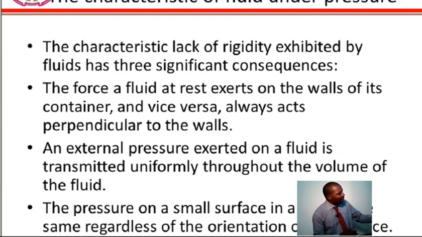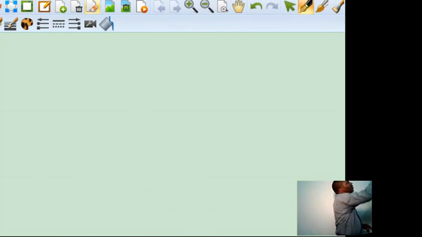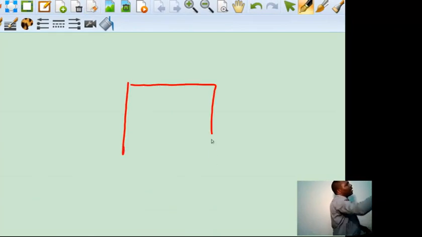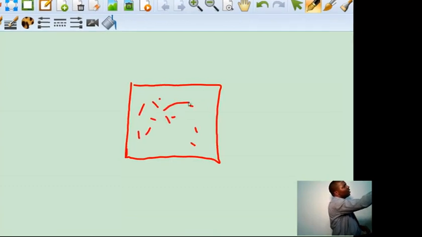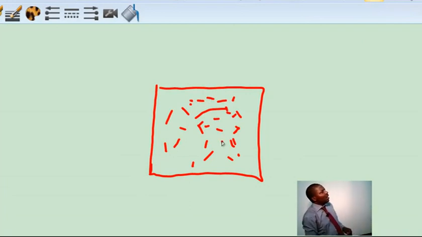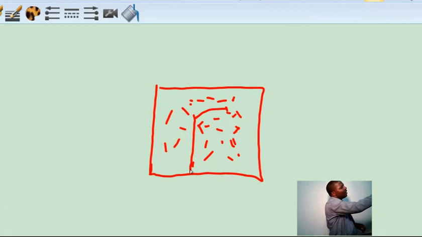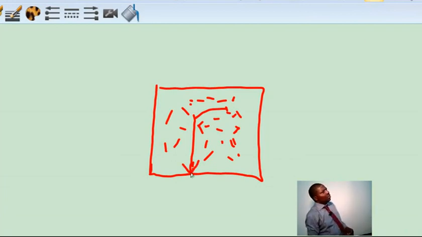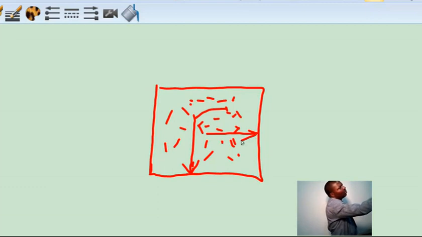Take for instance, we have a fluid at rest inside this box. Now the force exerted by the fluid is always in a perpendicular direction to the surface or to the wall of the container that contains the fluid. The force is always perpendicular.